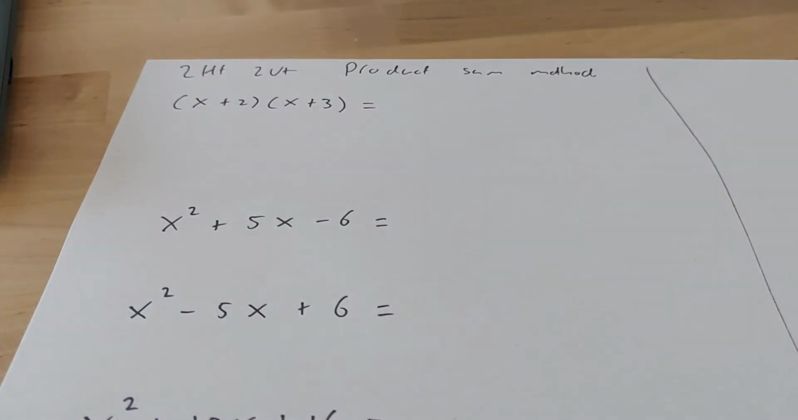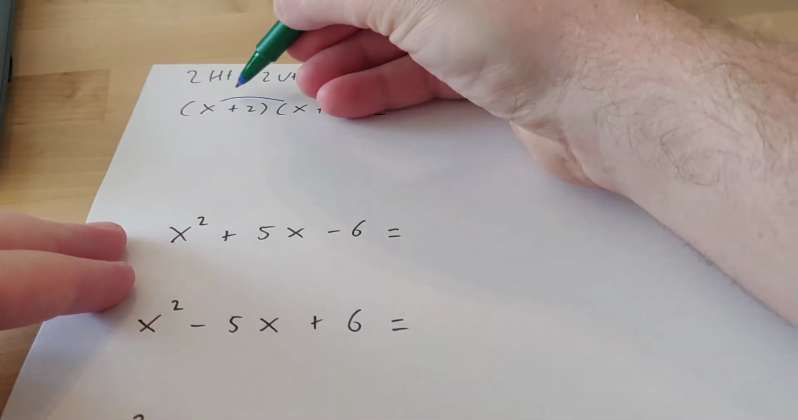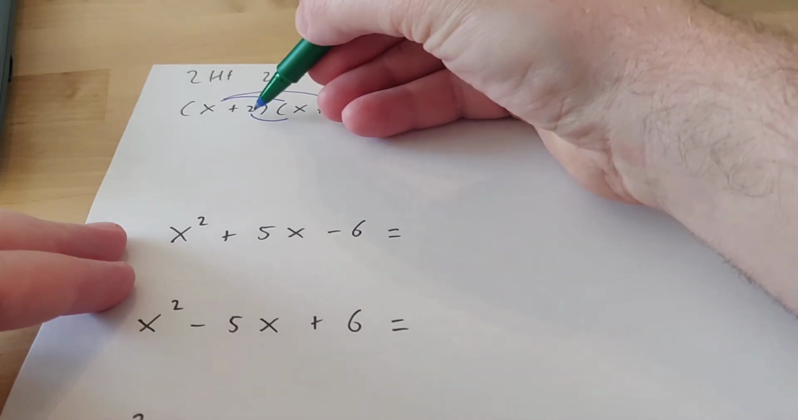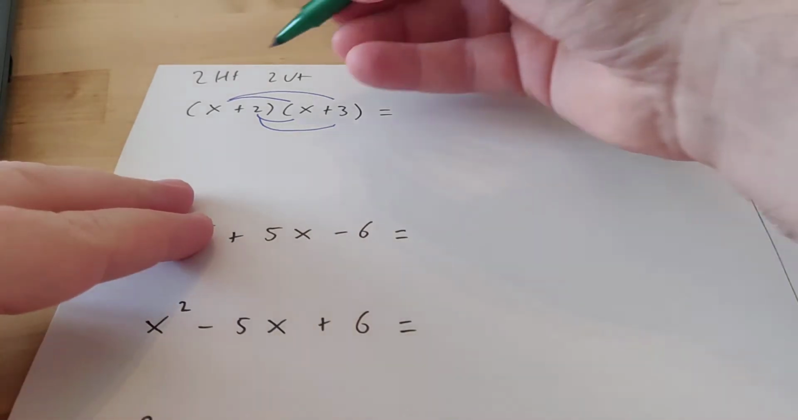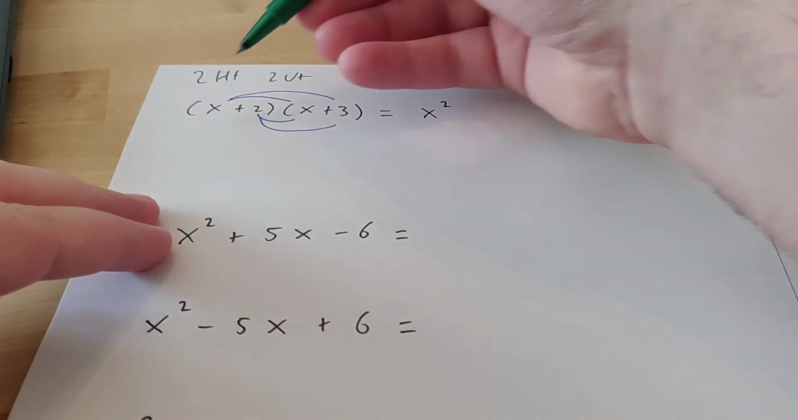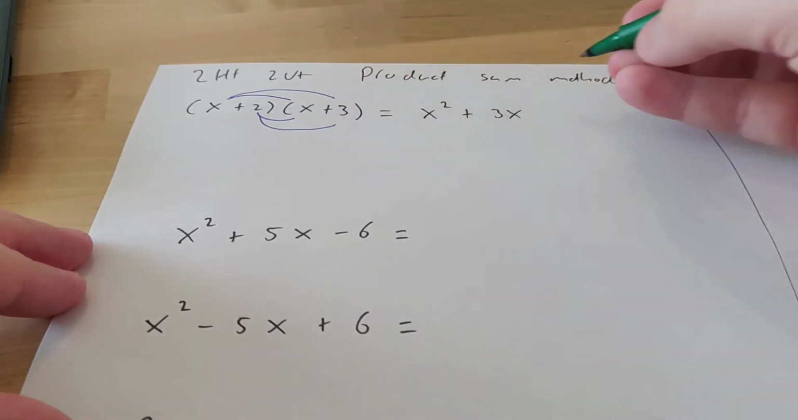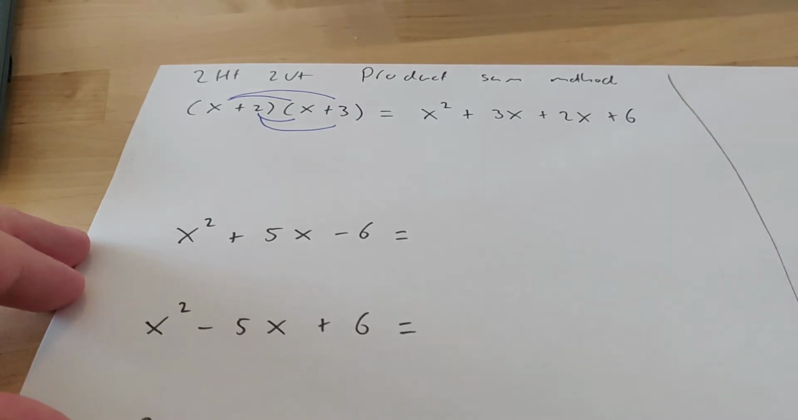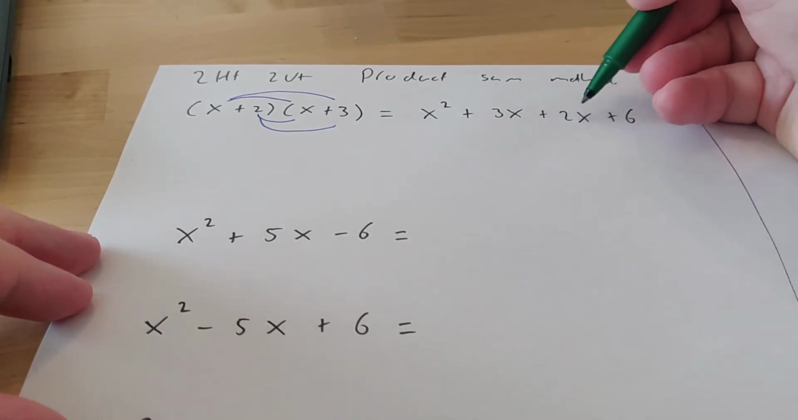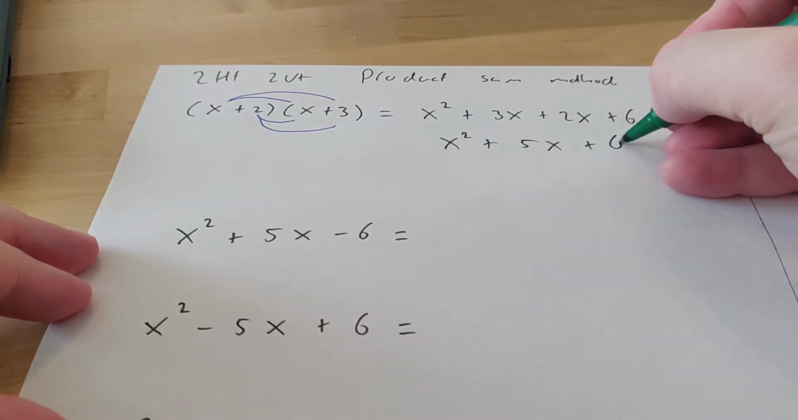First, I'd like to repeat how to work out brackets. So if you have in brackets x plus 2 and x plus 3, you need to do x times x, x times 3, 2 times x, and 2 times 3. So if you do all of that, you get x times x is x squared, x times 3 is 3x, 2 times x is 2x, and 2 times 3 is 6. And then to simplify that, you can add the 2x and the 3x. So you have x squared plus 5x plus 6.